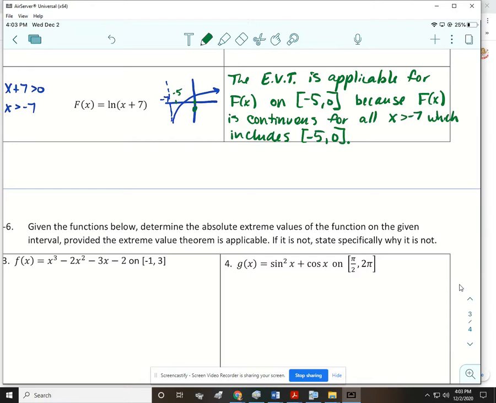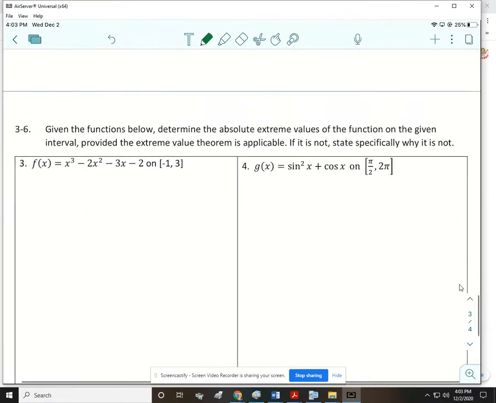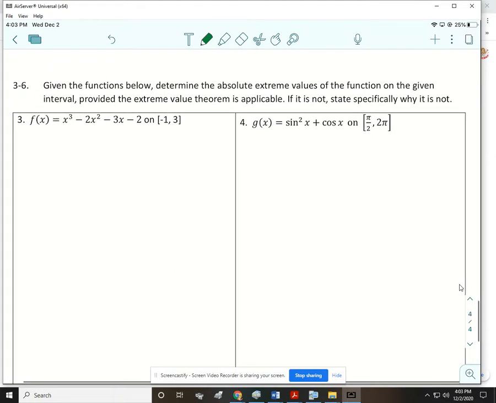Okay, we are going to do one more together, and it's going to be number 4 on the back page. So on the directions for the back page, we're given the functions below. Determine the absolute extreme values of the function on the given interval, provided the extreme value theorem is applicable. If it's not, state specifically why it is not.